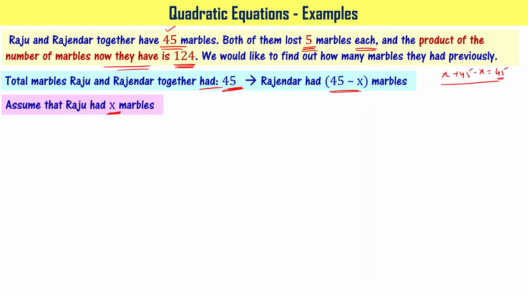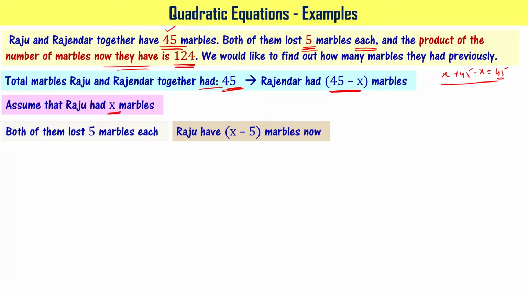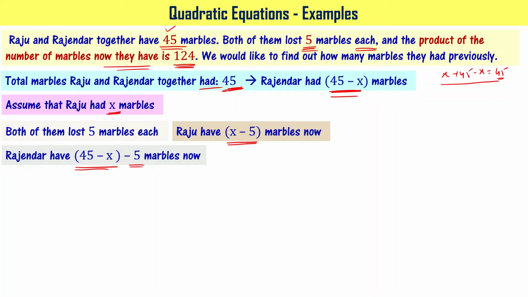Since it is given that initially they both together had 45 marbles, you automatically get a number for the marbles Rajendra had, that was 45 minus X, right? Now the next statement says that both of them lost 5 marbles each, meaning Raju had lost 5 marbles. It means Raju is going to have currently X minus 5 marbles, right? Similarly, Rajendra also lost 5 marbles. It means currently he is going to have 45 minus X, that is initial one, minus 5 marbles, right?